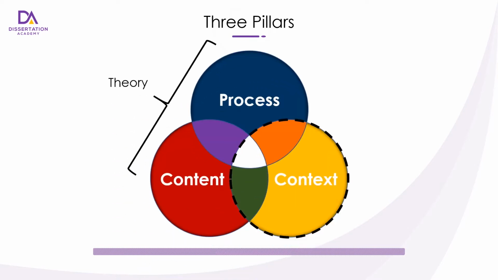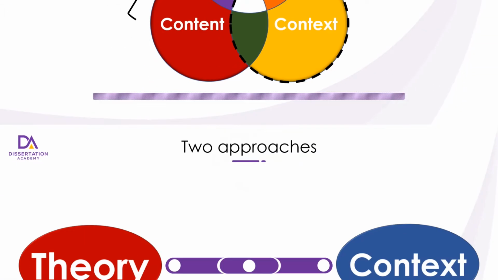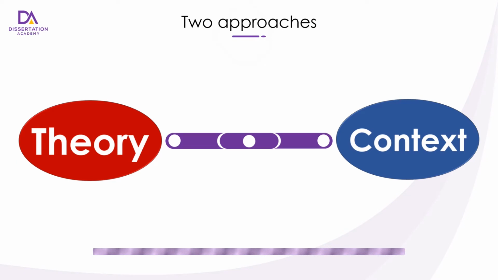The theory part of the 3 pillars comprises both process and content. And in this presentation, I'm not going to differentiate between them. I'm going to refer to them together. So how can we use these to identify initial research ideas? There are basically 2 approaches, a theory-oriented approach and a context-oriented approach. Time to look at each of these approaches in more detail.